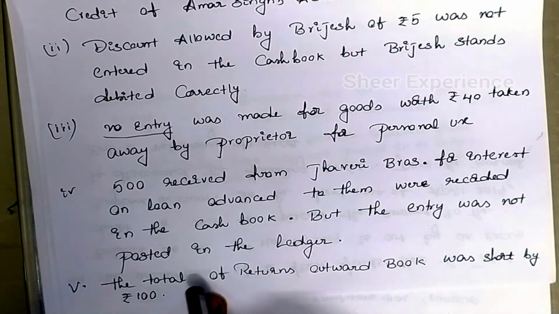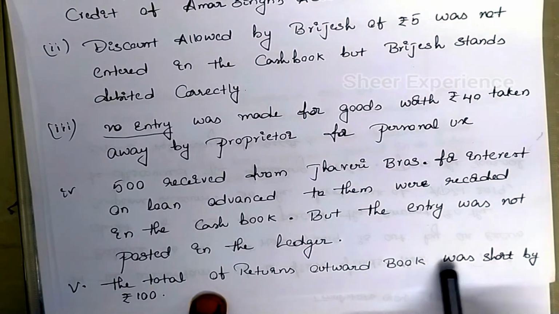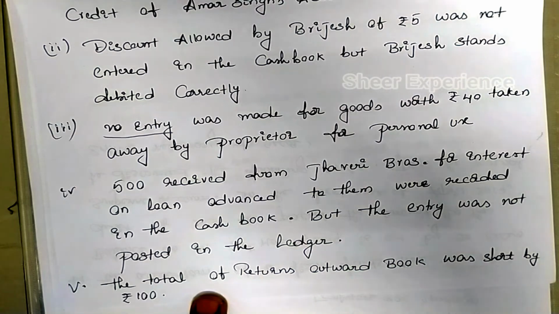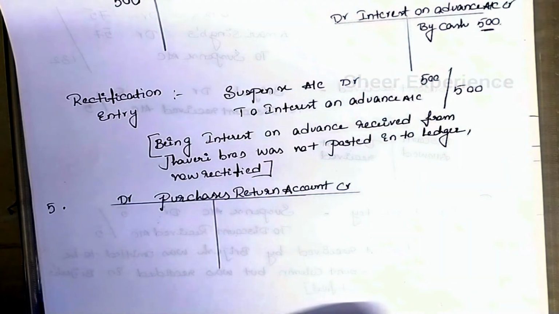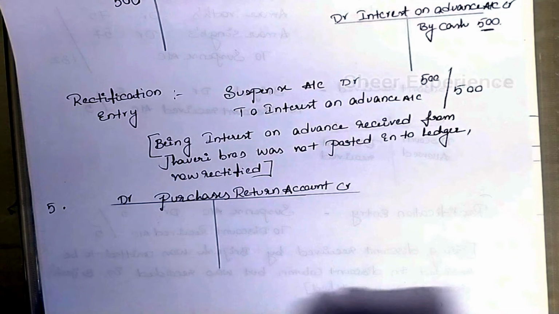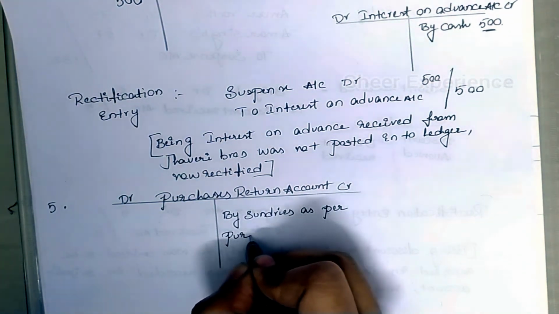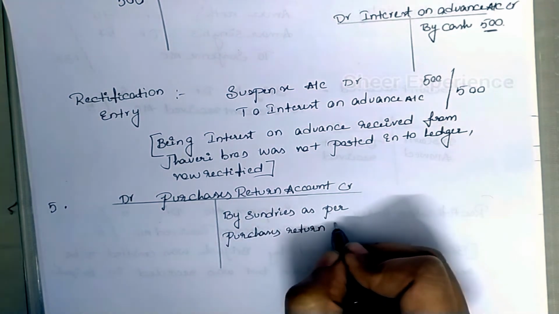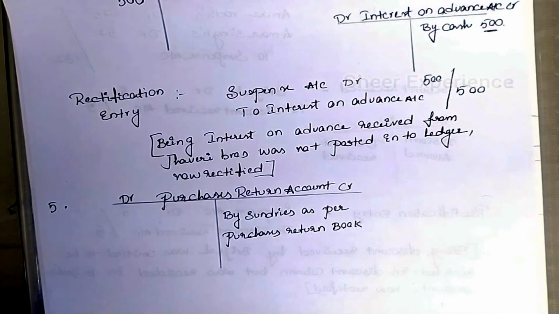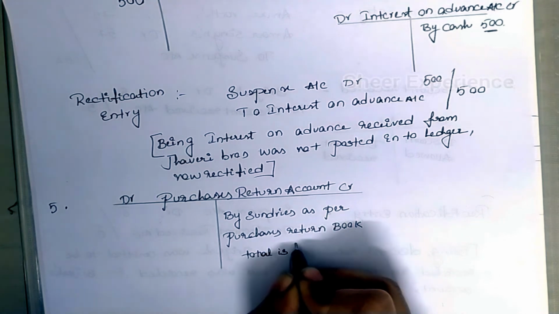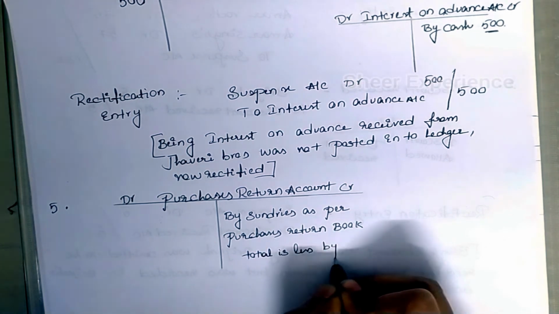Next error is the total of returns outward book was short by 100. Returns outward is nothing but purchase returns book. We post the total amount of purchase returns book to the purchase returns account on the credit side as by sundries as per purchase returns book. Here the error is talking about this total. And the total that we have mentioned on the credit side in the purchase returns book is less by 100.